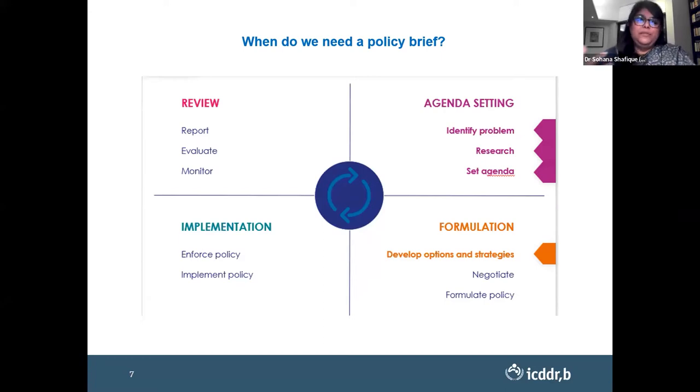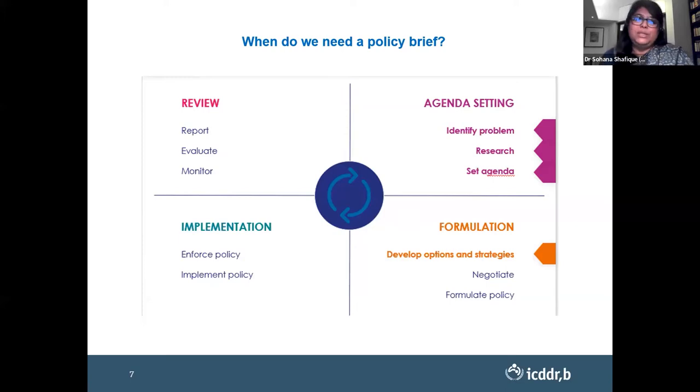So after reviewing the recent literature through different evidence synthesis processes, through a scoping review, a systematic review, or maybe a rapid review, during the pandemic situation we have seen a lot of rapid reviews being done. Through this, we understand what the need or the gap in policymaking is, and then we set the agenda. In the agenda, we identify the problem, then what needs to be done. Finally, policy formulation is done for developing the options and the strategies. Negotiation as well as formulating the policies all happen in this area. And then comes the implementation of those policies. This is the general policymaking cycle.